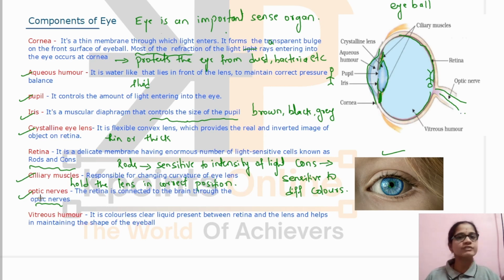Yes, another part that we have to understand here is vitreous humor. This space which you are seeing in between the retina and the lens is filled with vitreous humor. It is a colorless clear gelatinous liquid which is present between this retina and lens. And what is the function of this vitreous humor? It maintains the shape of the eyeball. As I said, it is very important to maintain the spherical shape of this eyeball, and this is done by vitreous humor. And also, this vitreous humor will supply the nutrients to the eye. This is the importance of vitreous humor here.